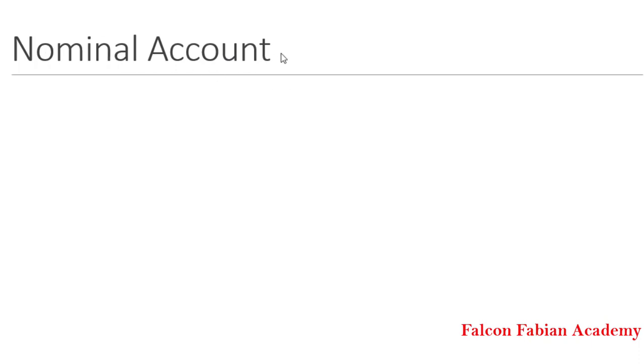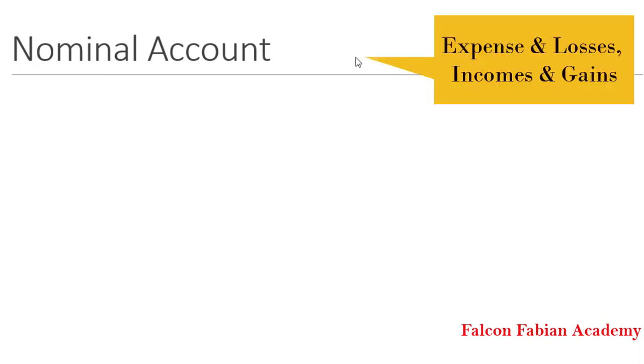Well, under nominal account, we will have the accounts of all the expenses and losses and all the incomes and gains. So if there is any expense, that would come under this, and the rule for nominal account is going to be applied to it. And if there is any income, that would also come under nominal account. And while recording entry, the rule for nominal account is going to be applied to it. Now let's see few examples.